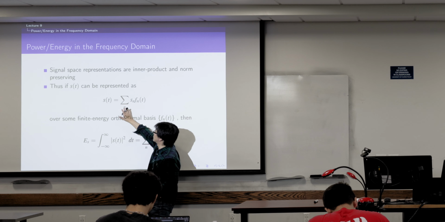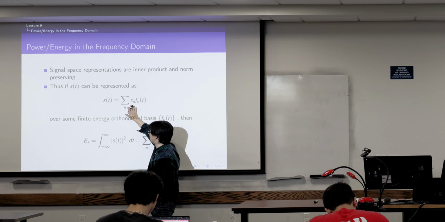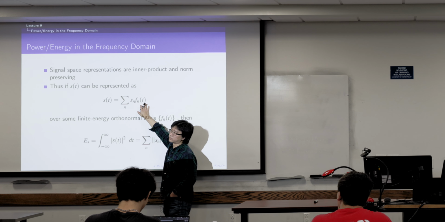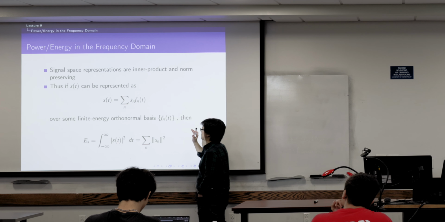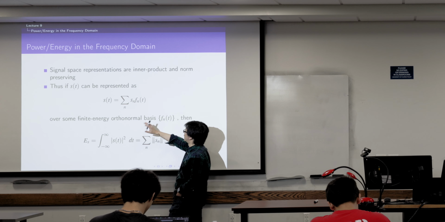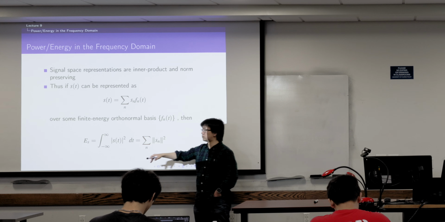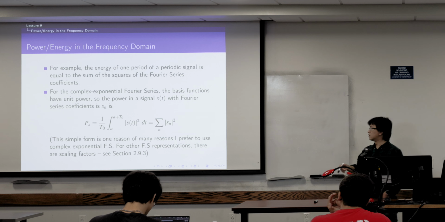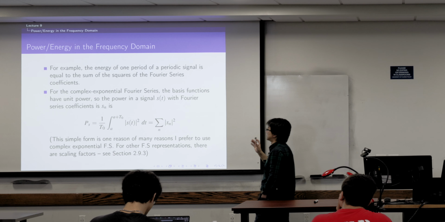So if I can decompose a signal like this, and then if you compute the energy, it equals this. So the basis can be any orthogonal basis. For our interest, we are interested in the Fourier or complex exponential basis, but it's just a mathematical fact. As long as the bases are orthogonal and the norm is unit, it's called orthonormal, and then this equation will hold.